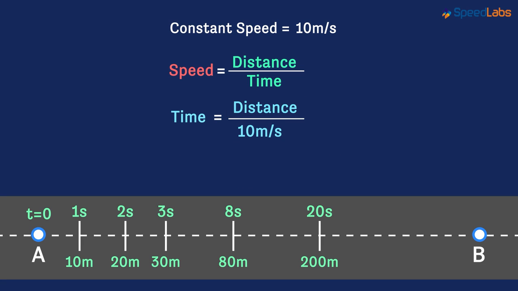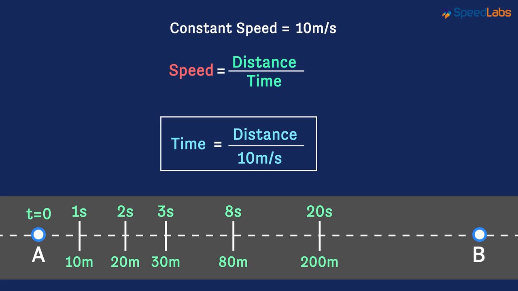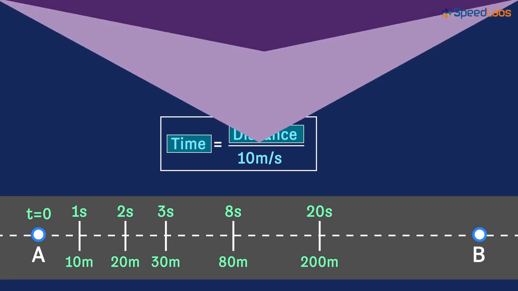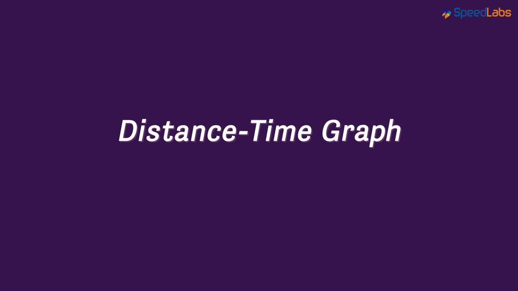So you see that this simple relation helps us to find the distance covered or the time required in any case. However, this is only because the speed is constant here. It is 10 meters per second throughout. There is one more way to know the distance and time at any point of the journey if the speed is constant. And that is by drawing what's called the distance time graph. We will see that in our next video.